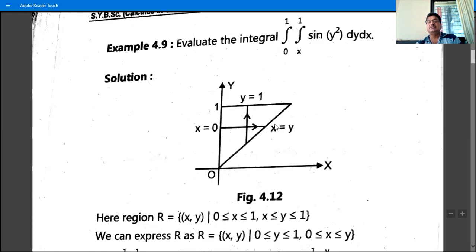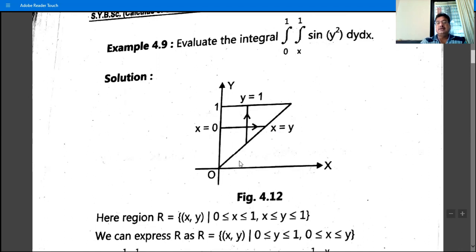And then x is equal to 1. So draw the line x is equal to 1, the line passing through the point 1. So draw the x is equal to 1 line. Okay. And then the area bounded by y equal to 1, y equal to x, and x is equal to 0, which means the y axis. So this is the area bounded by these lines.